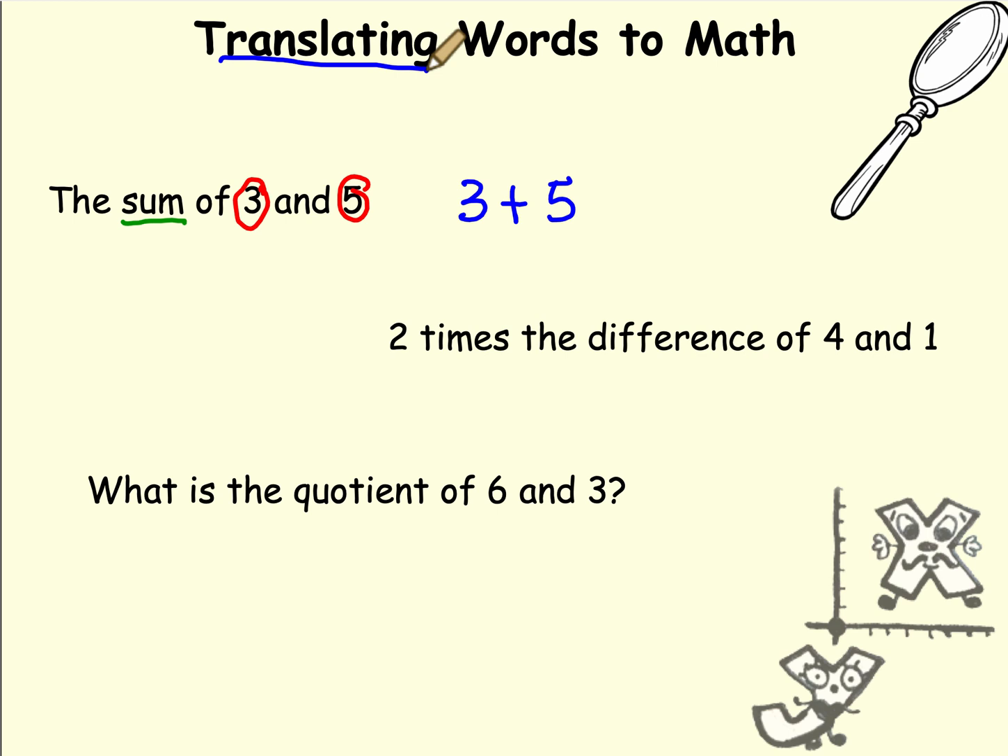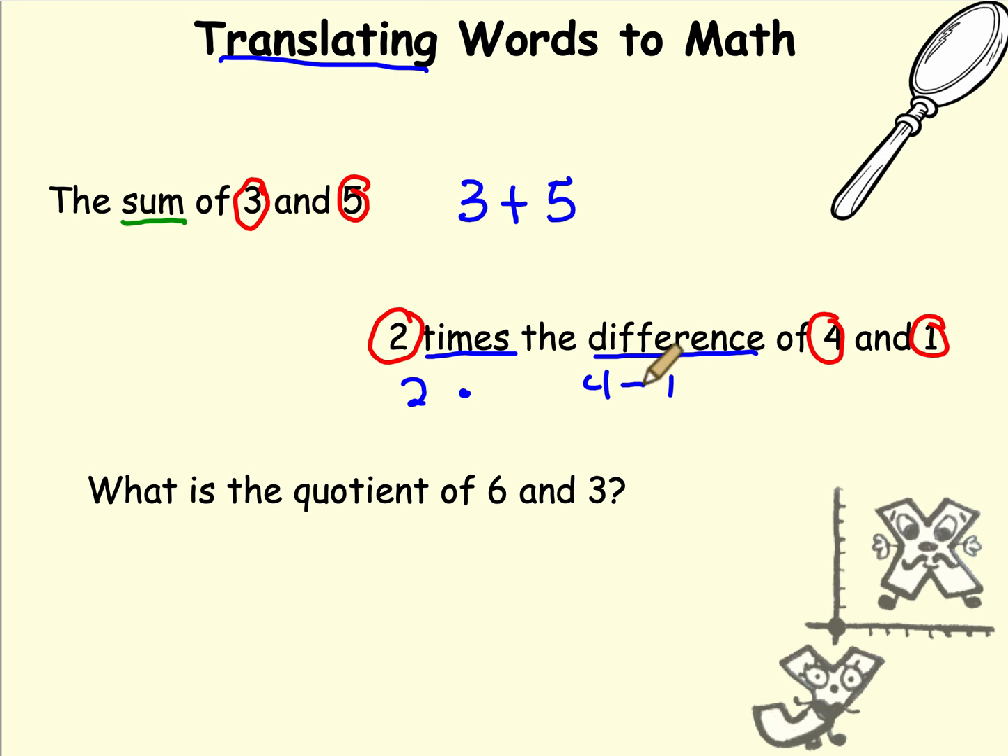Okay, now let's look at this one. 2 times the difference of 4 and 1. So let's find the numbers. 2, 4, 1. Okay, words that mean math. I see times, which means multiply. And I see difference, which means subtract. Okay, so if I go ahead and put it as is, I know I have 2 times, and then difference, 4, 1. But that's not what it means, is it? No. It says the difference has to go between the 4 and the 1.